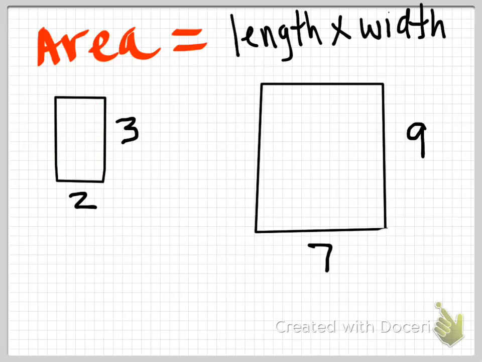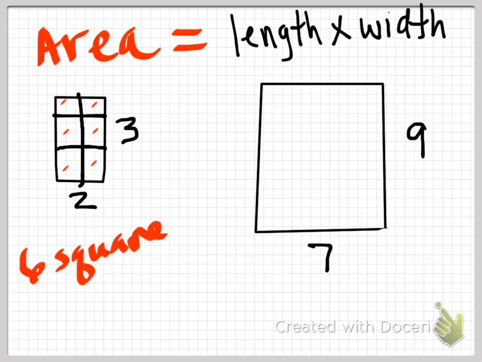Why? Well, if this side is 3, so there's my side, 1, 2, 3. It's 3 units, whatever units you're using, centimeters, inches, whatever it is. And if this one is 2, 1, 2 units, well, what's the area? What's the space inside? 1, 2, 3, 4, 5, 6 square units.